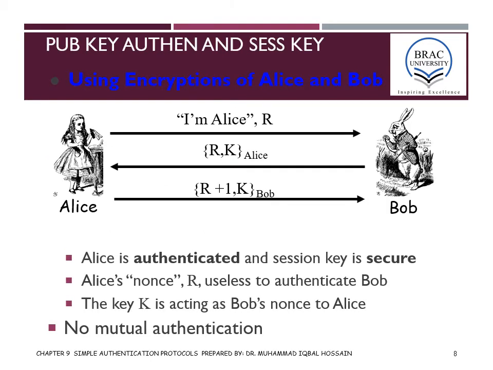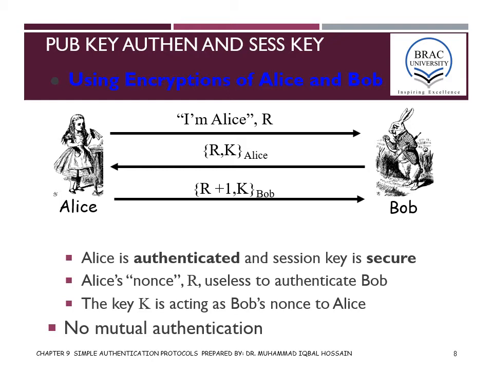So let's see how it works. What we're doing here now: Alice sends a message to Bob with a challenge. Then what will Bob do? Bob will receive that R, put a key K, encrypt it with Alice's public key, and send it to Alice. Then what will Alice reply? She will reply R plus 1 and K, and encrypt it with Bob's public key.